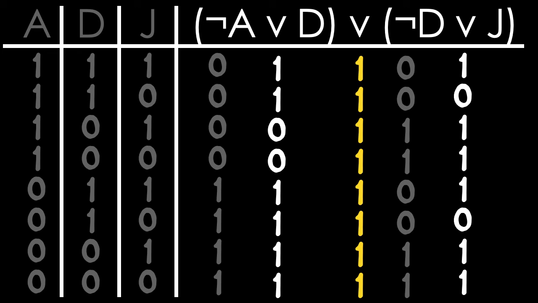We're now in a position where we can do the main logical operator, that is, the disjunction in the middle. Here we look, and in the 2 columns we're looking at, there aren't zeros together on the same row, so it gets a 1 all the way down.